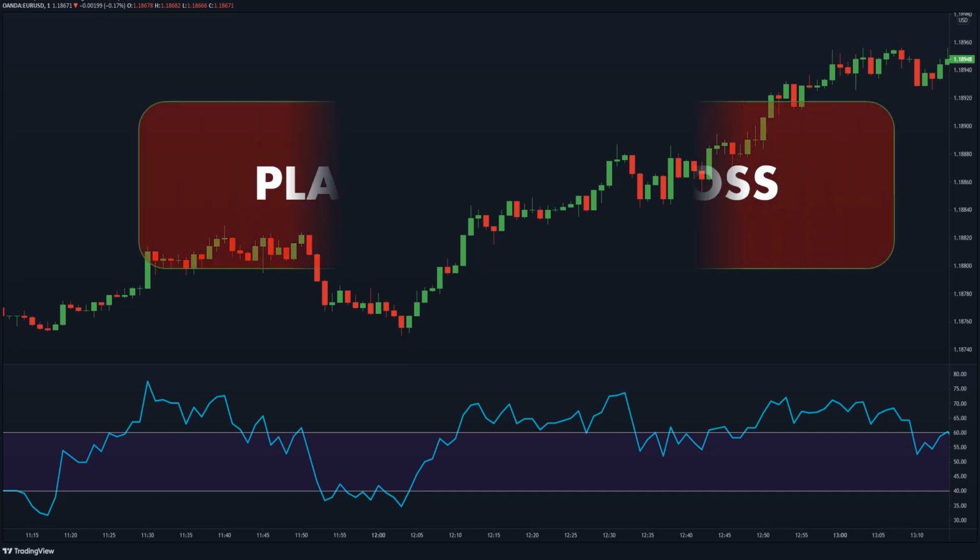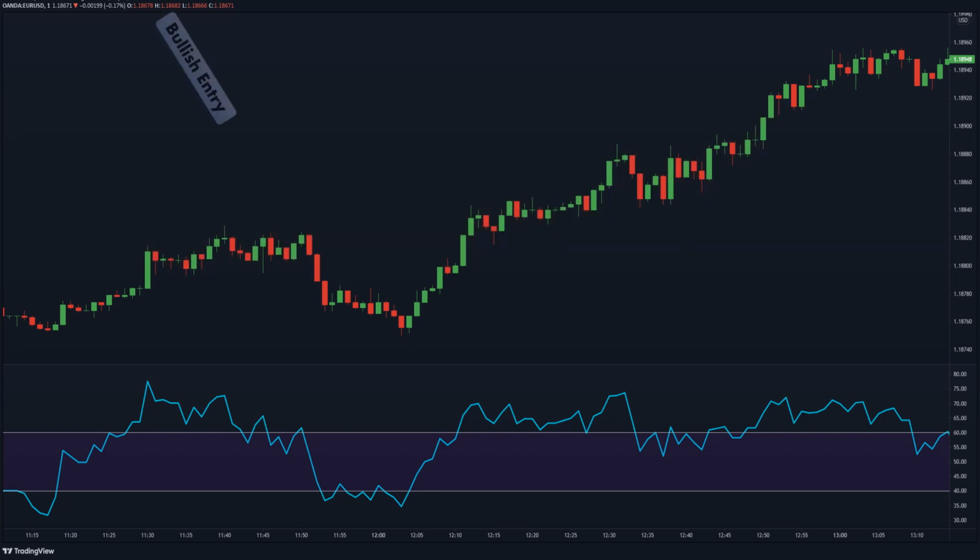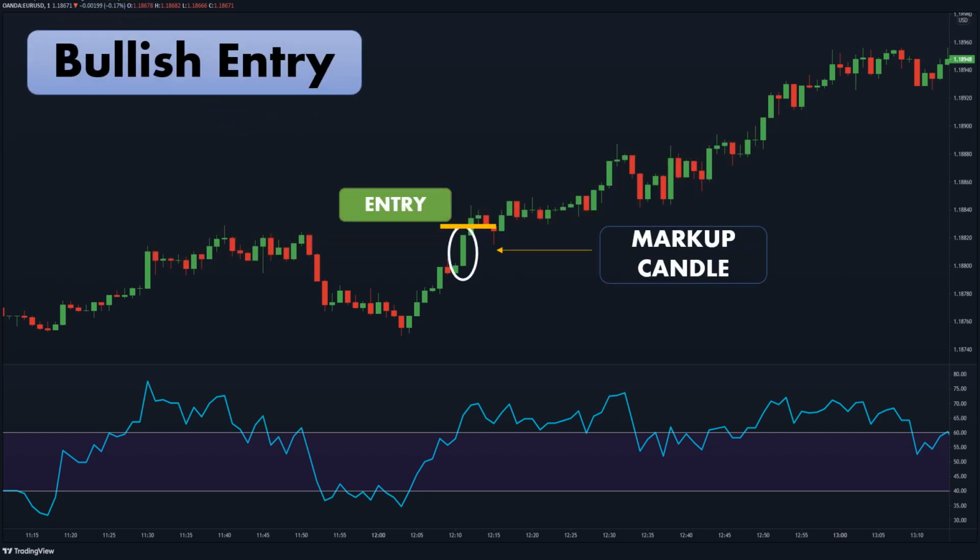So what's next? We need a stop loss for this strategy. In case of bullish entry, slightly below the markup candle is where we place our stop loss. The reason behind, markup candle had a lot of strength, and after a huge tug of war, buyers were in the position and they took the markets up.